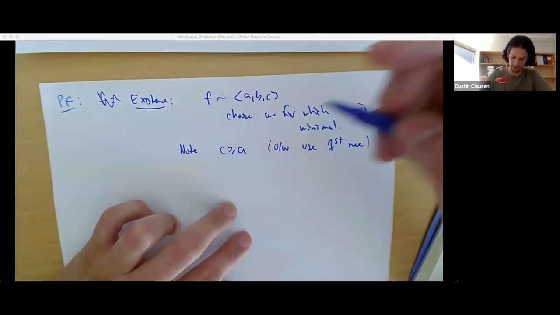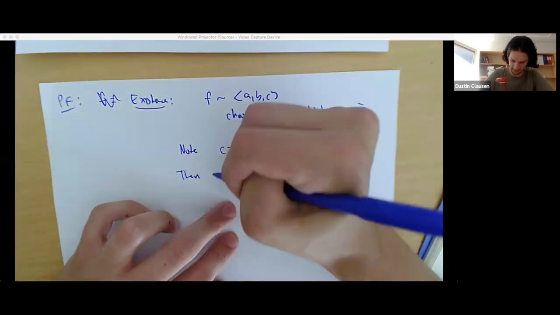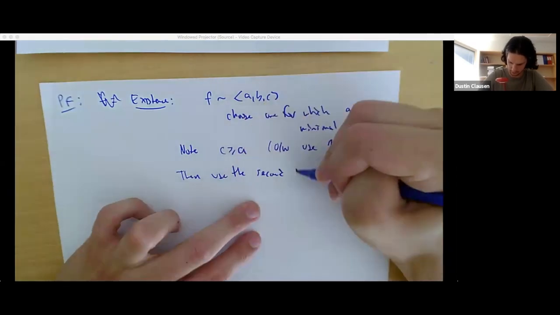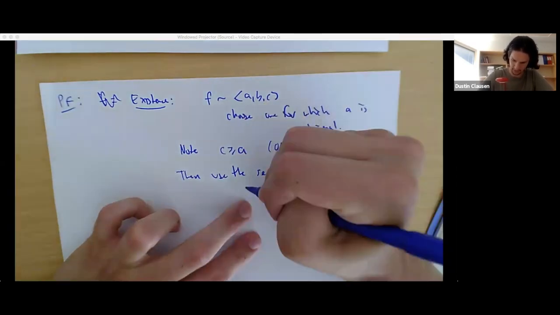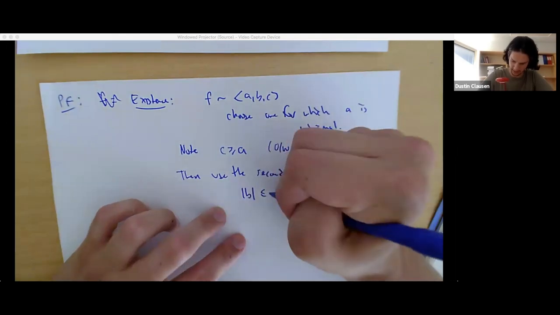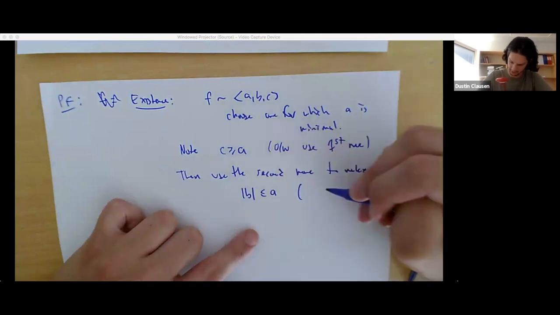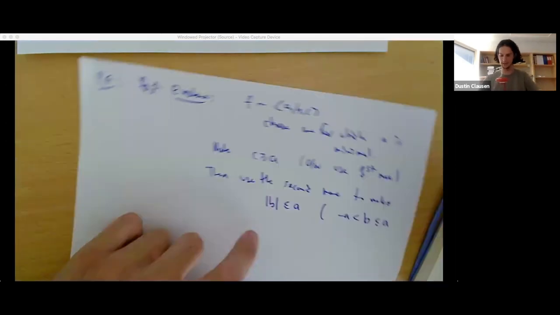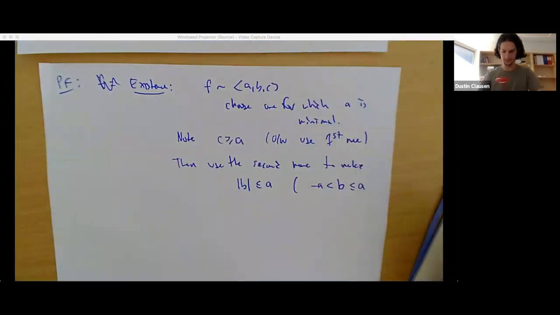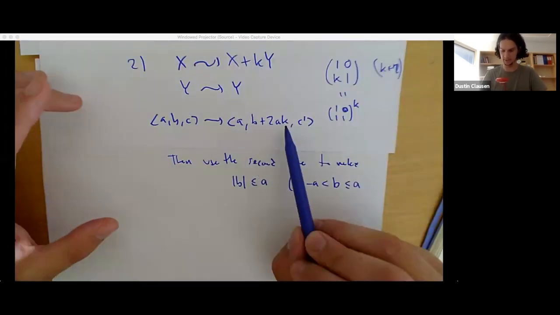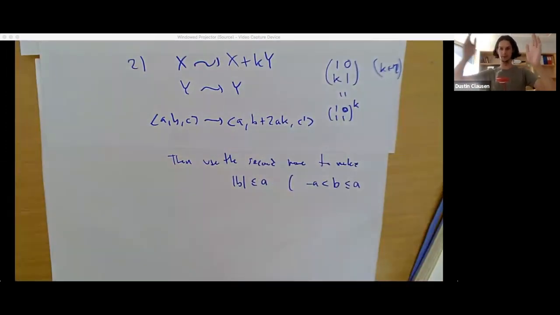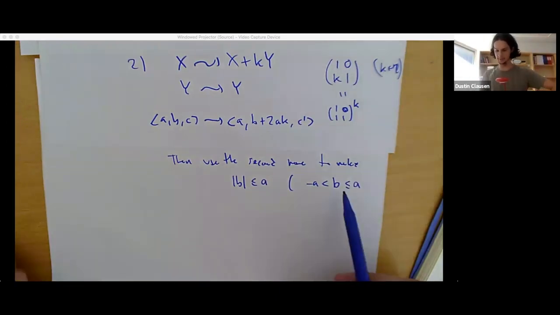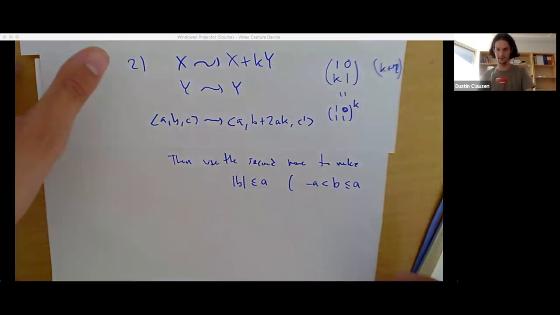But now we can use the second move to make sure that the absolute value of B is less than or equal to A. And in fact, you can do better. You can do minus A strictly less than B, less than or equal to A. Well, recall that the second move doesn't change A, but it moves B by multiples of 2 times A. So by shifting over using this, you can always make it land between minus A and A, right? That's an interval of length 2A. And you can choose which edge case you want to keep. And we want to keep the one where B is equal to A and not the one where B is equal to minus A.